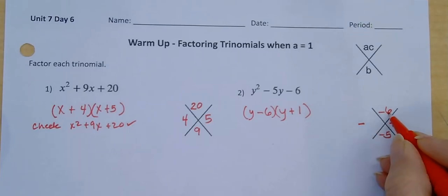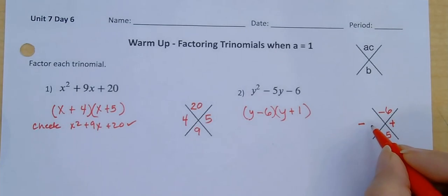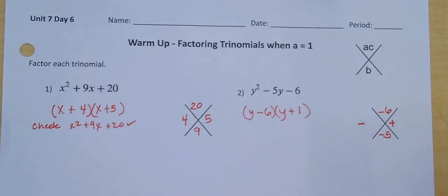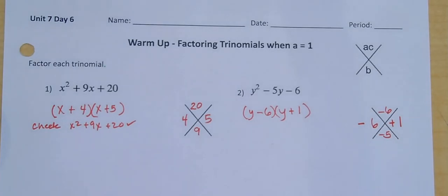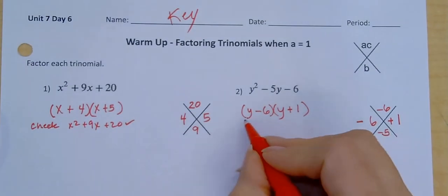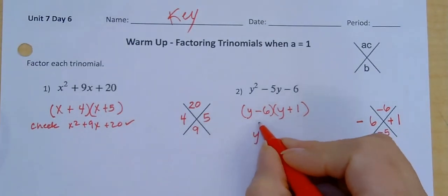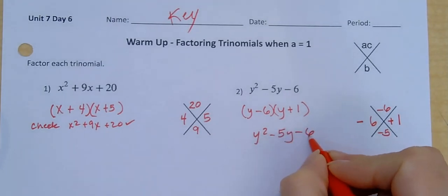And so I can either have 2 times 3 or I can have 6 times 1. Negative 2 and 3 would give me a 1 as my b value. Negative 3 and 2 would give me negative 1, so that doesn't work. Negative 6 and 1 is going to give me negative 5. Negative 6 and positive 1. So there's still a little bit of guess and check. It's just a matter of where you want to do your guess and check, right? So I can check my work. Y squared plus 1y minus 6y is minus 5y minus 6.